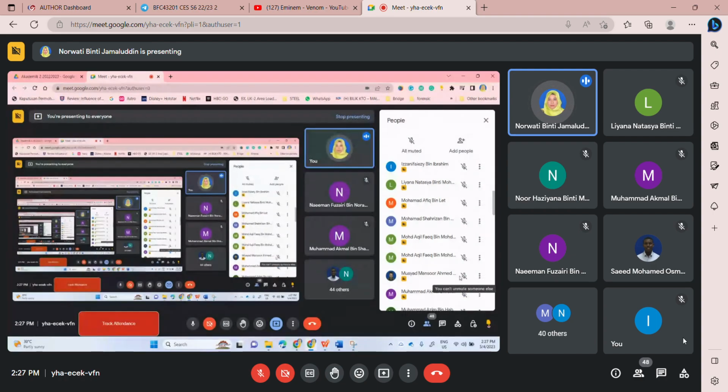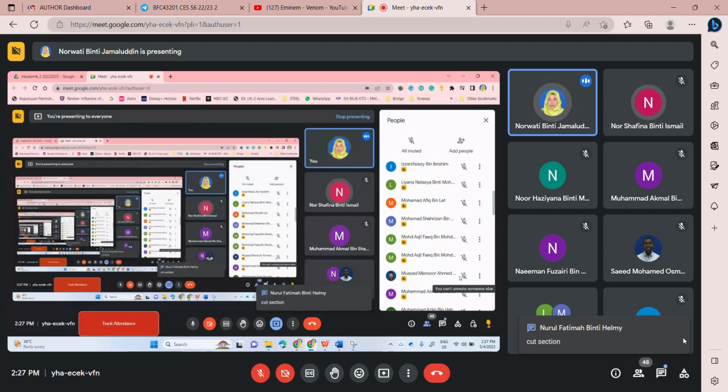Alternative tu maksudnya you by diagram, right? Yes. Okay, what else? Ada lagi satu. Cut section. Okay, cut section. Yeah. Okay, good.